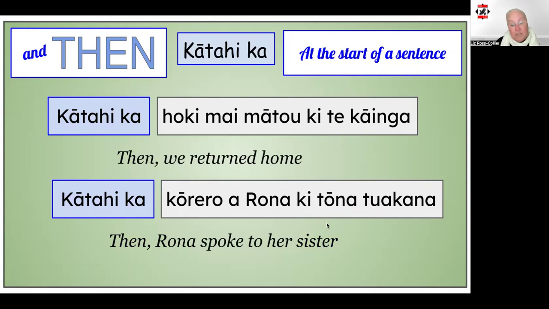You can also use Kātahi Ka at the start of the sentence if you like, if that's how you want to use it. Here's a couple of examples to show you what I mean. In English, it's not that common to start off a sentence with then or and then, but it's still correct in these examples.